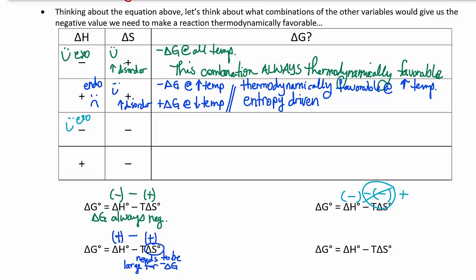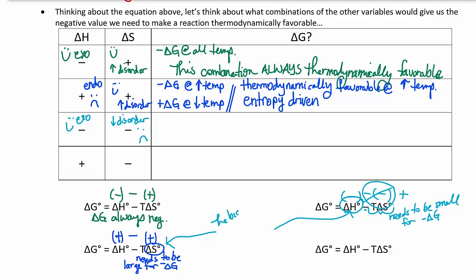So a decrease in disorder, if you have a negative delta S, doesn't contribute to a negative delta G. So this number right here needs to be small for delta G to be negative. All right, so the bigger this number is, the better. So the bigger the better. These values drive the reaction.